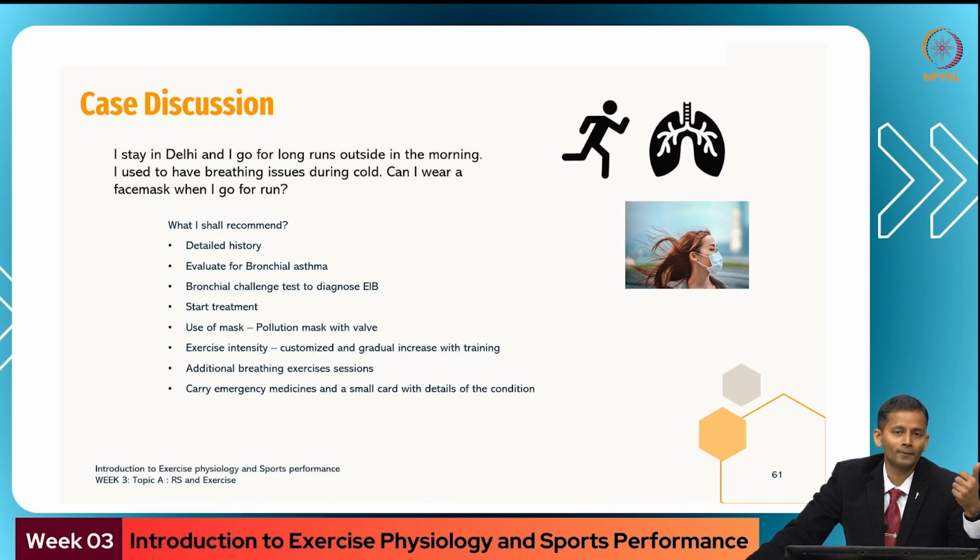Most importantly, if the individual was diagnosed with bronchial asthma or exercise induced bronchospasm, I would advise the individual to carry emergency medicine when going for a run, so that any immediate emergency requirement can be addressed on the spot itself. And individuals should carry a small card with all these details, so that it is useful for bystanders or anyone who encounters a sudden collapse of this individual while performing. So these are the basic things that I would recommend in this particular case.